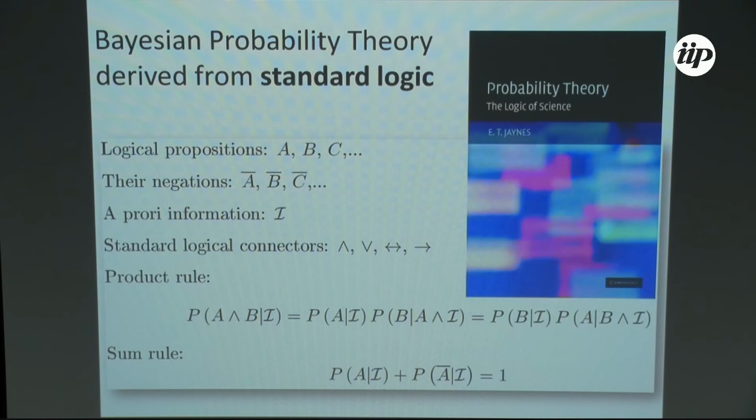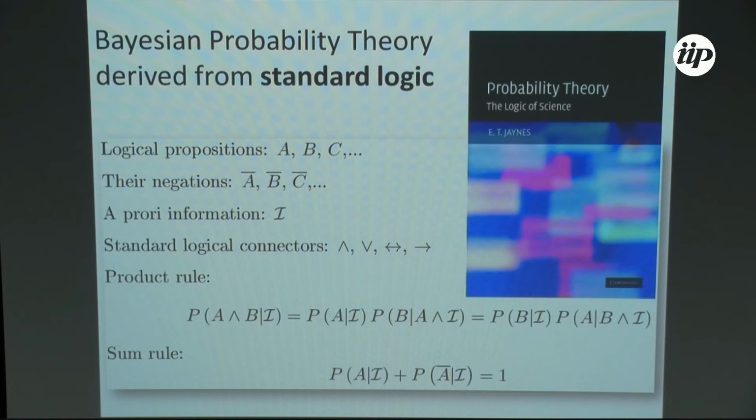So to fix the notation, we have logical propositions like capital letters. We have their negations, as in standard logic, with the bar. Because it's Bayesian, we have some a priori information. Now you don't need to pay attention to this symbol. It's here because we need it somehow, but it's not so crucial. And we have standard logical operations, so connectors and implications.